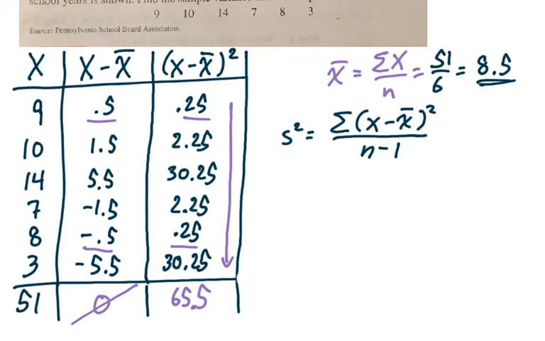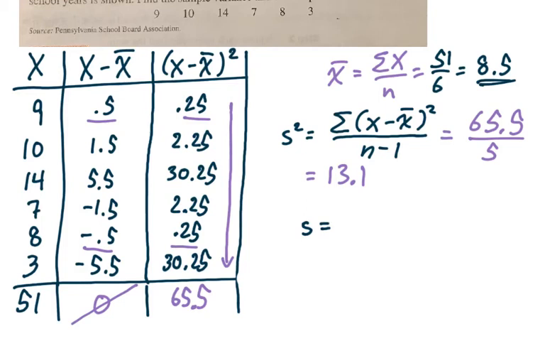All right, and so there it is. Our formula for variance, s squared, the sample variance, is the sum of x minus x bar, whole thing squared. For all of those x values, we take the difference of that and the mean and square it, add up all of those, and then divide by n minus 1. So here we get 65.5 divided by, well, there's 6 items in our sample, so we're actually going to be dividing by 5.